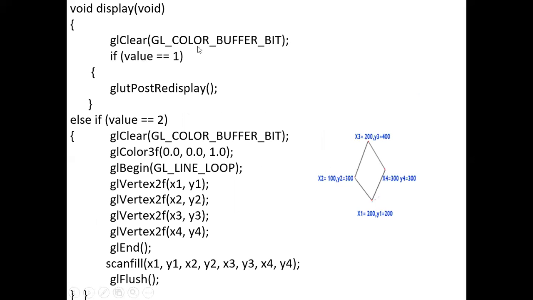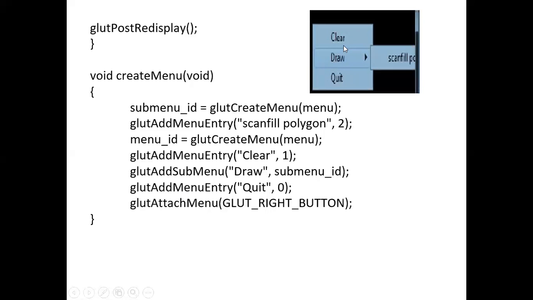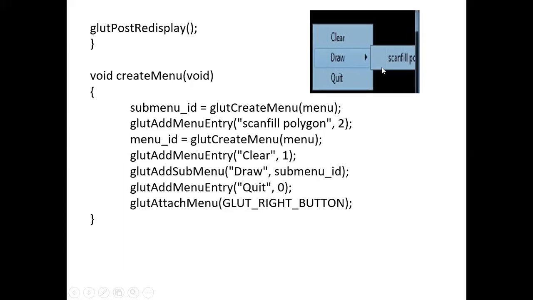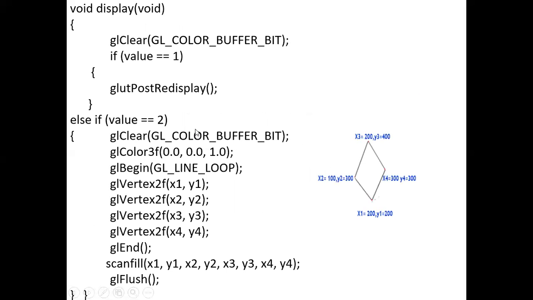In the display function, first we are trying to clear our buffer: glClear GL_COLOR_BUFFER_BIT. I'll be clearing my buffer if value is equal to 1, which means it is the clear value. So I will do glutPostRedisplay, which means I will clear my buffers and once again come back. If value is equal to 2, it means I have to draw my polygon.